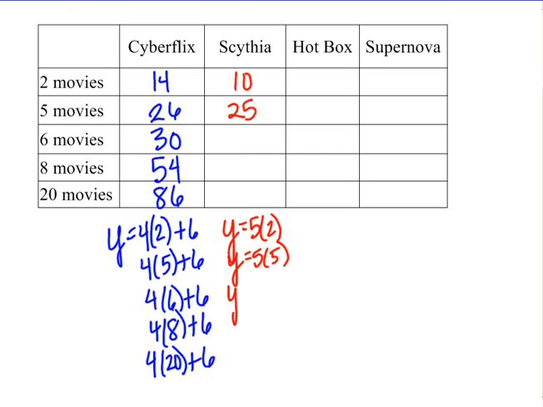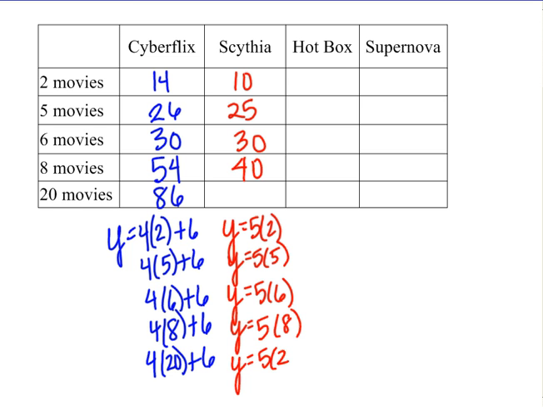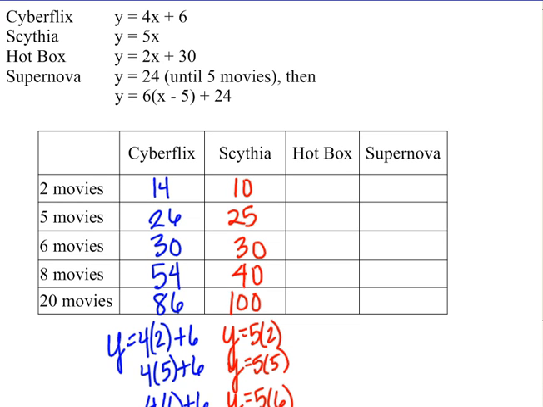We look at 6 movies, y equals 5 times 6, which is $30. We'll look at 8 movies, y equals 5 times 8, which is $40. And the last one, if we're putting in 20, y equals 5 times 20, which is $100. So that gives us their breakdown.